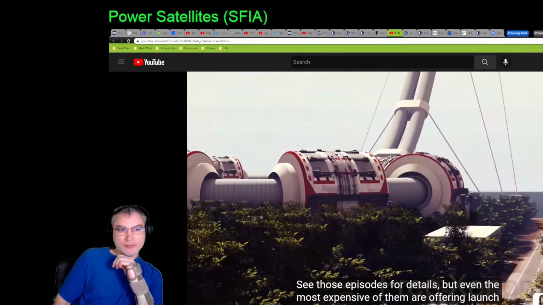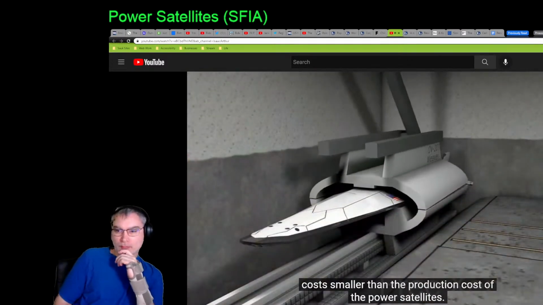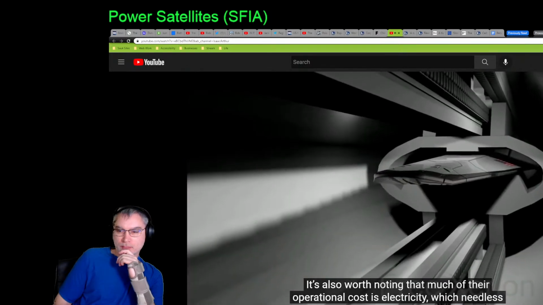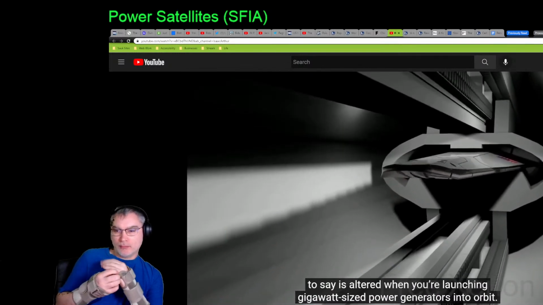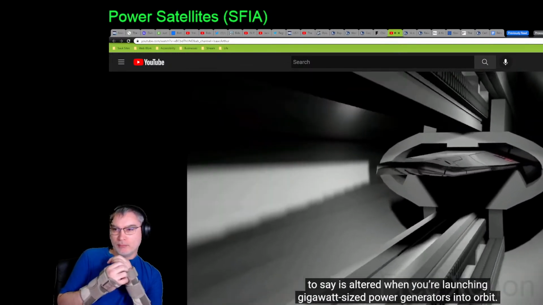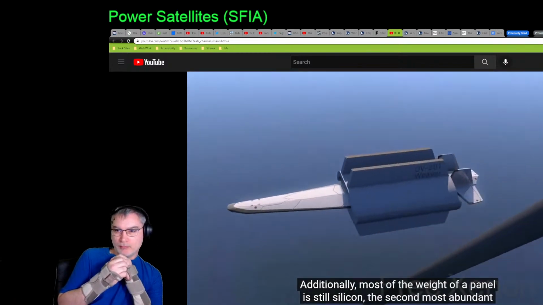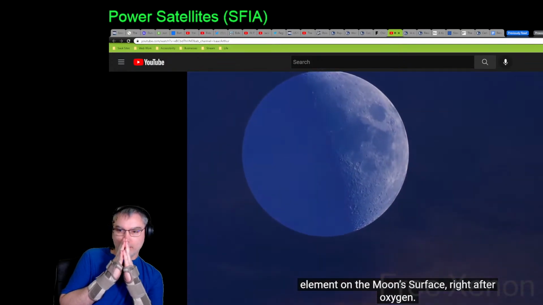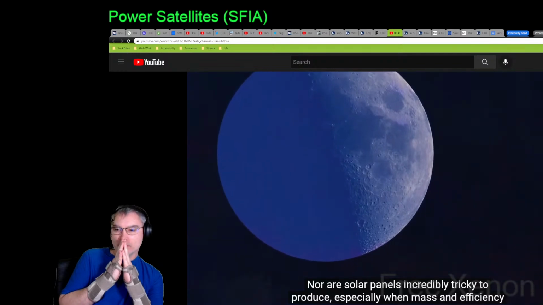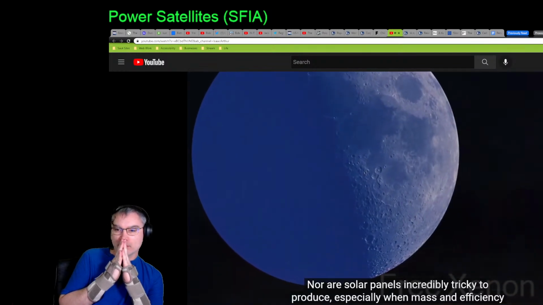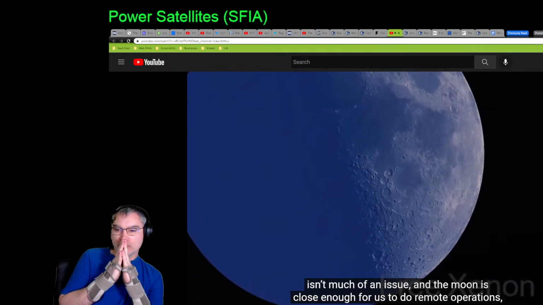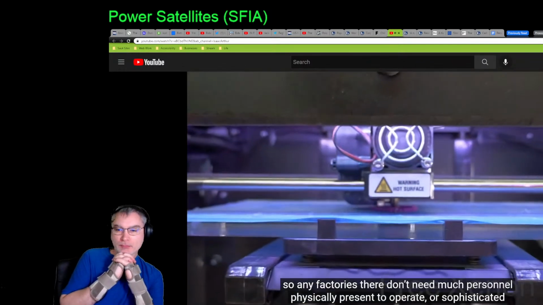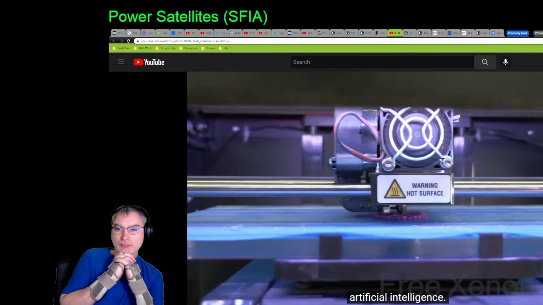But even the most expensive of them are offering launch costs smaller than the production cost of the power satellites. It's also worth noting that much of their operational cost is electricity, which needless to say is altered when you're launching gigawatt-sized power generators into orbit. Additionally, most of the weight of a panel is still silicon, the second most abundant element on the moon's surface, right after oxygen. Nor are solar panels incredibly tricky to produce, especially when mass and efficiency isn't much of an issue, and the moon is close enough for us to do remote operations, so any factories there do not need much personnel physically present to operate, or sophisticated artificial intelligence.